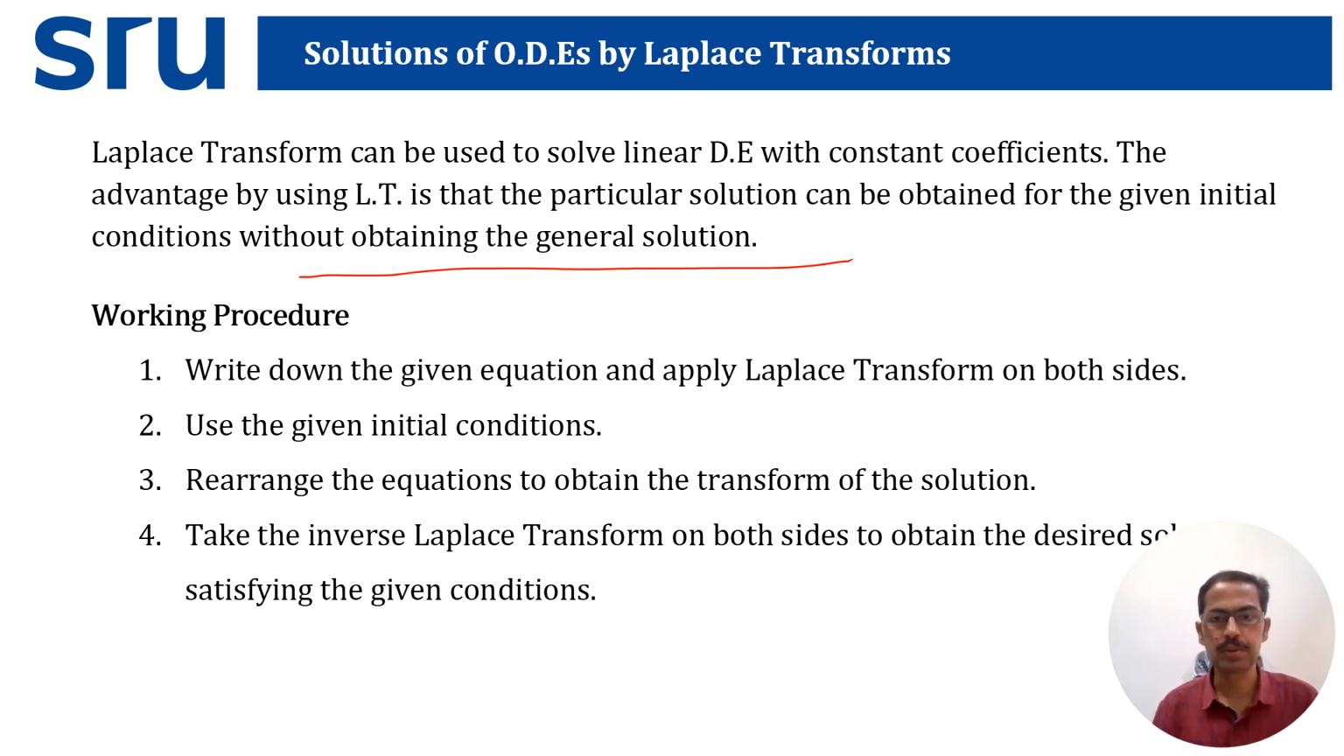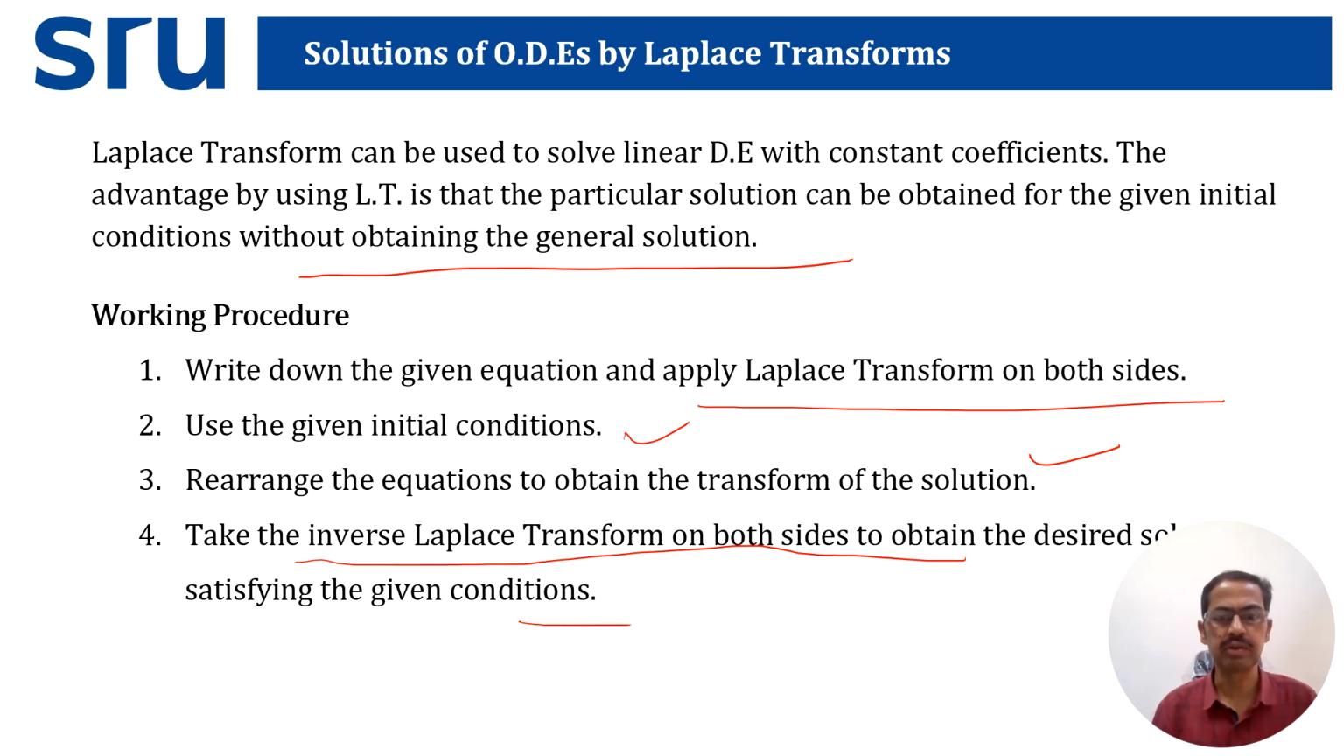So what is the working procedure? Here the working procedure is: first write down the given differential equation, right? And apply Laplace transform on both sides of the given differential equation. Use the given initial conditions. Substitute the initial conditions and rearrange the equations, right? Rearrange means just simplify for the solution. Next, finally, you should take the inverse Laplace transform on both sides. Then it will give the solution.